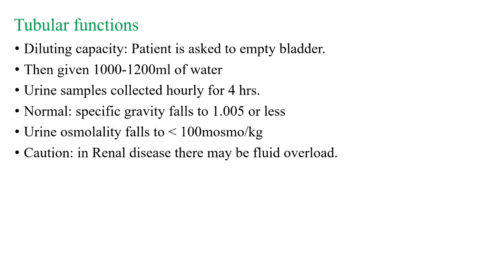Dilution capacity: how much the dilution has occurred. The patient is asked to empty the bladder. Then we give 1000 to 1200 ml of water. Then a urine sample is collected hourly for 4 hours, which means 4 samples will be collected. Then we measure the specific gravity. The specific gravity falls to 1.005 or less, and urine osmolality falls to less than 100 milliosmoles per kg.